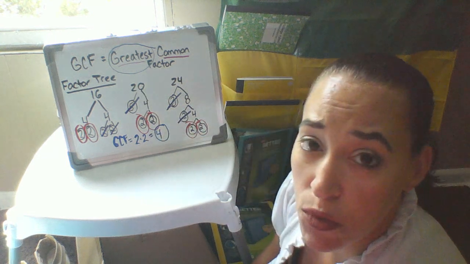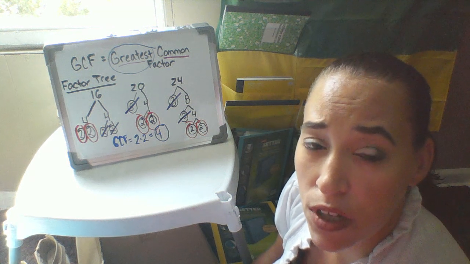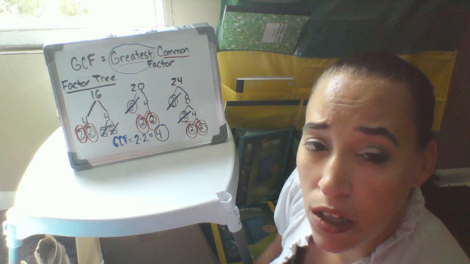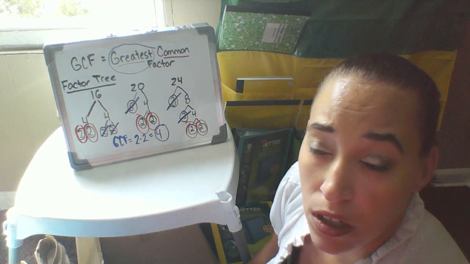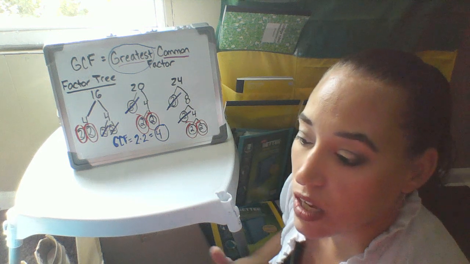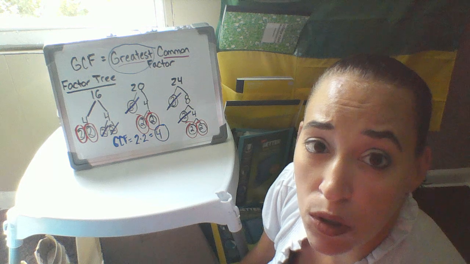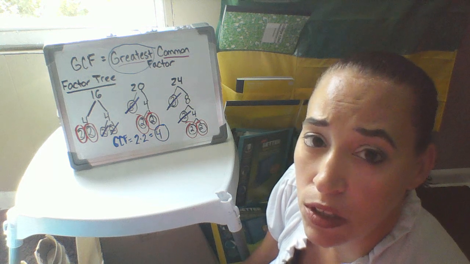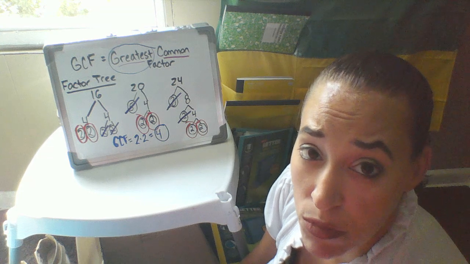I do want to show you one more example and explain the reason why we choose factor trees over trying to do a rainbow arc. Factor trees help you with larger numbers. A rainbow arc or a factor list would take you a really, really long time to figure out all of the numbers.